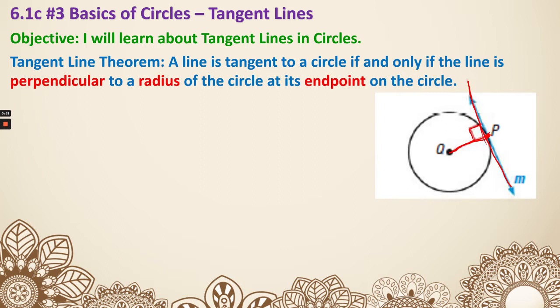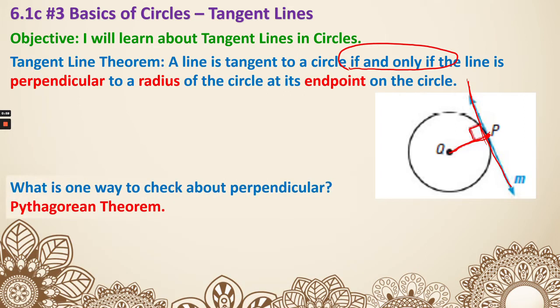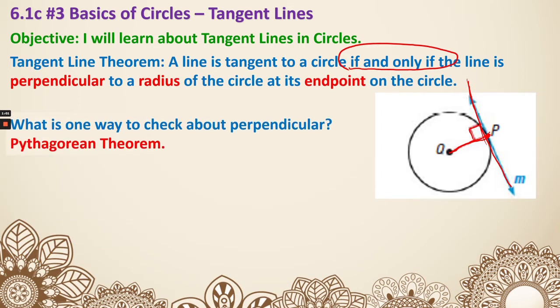If this line is actually touching that point. So that's what it is, and that's also what "if and only if" means. It needs to go both ways. One way to check for perpendicular is the Pythagorean theorem, because we can draw this line here, and that's guaranteed to be a right triangle. That's what we're going to do.